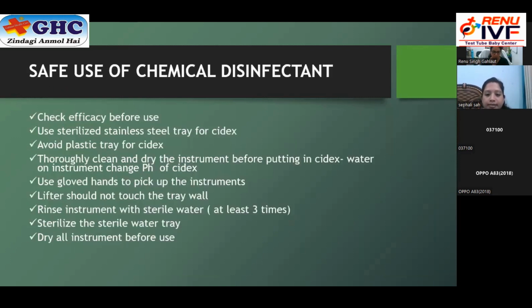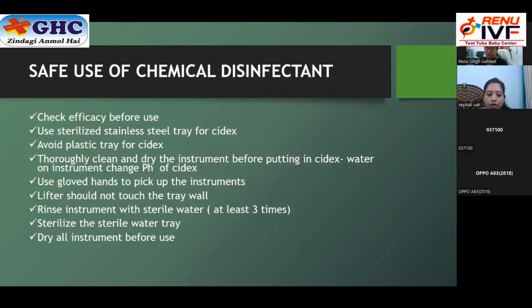Safe use of chemical disinfectant, what does it need? First of all, you have to check what you are using, whether it is efficacious before use or not. Use a sterilized stainless steel tray for the Cidex. Avoid plastic trays. Never use a plastic tray for Cidex solution. And then thoroughly clean and dry the instrument before putting it in the Cidex.